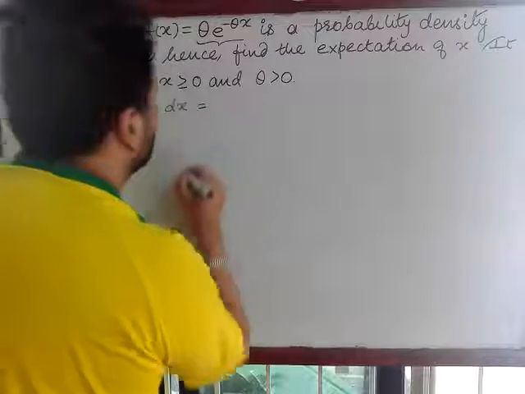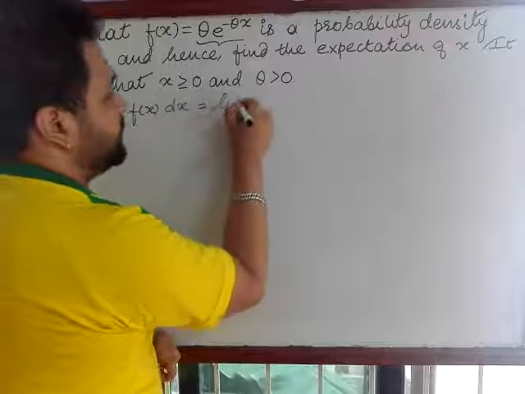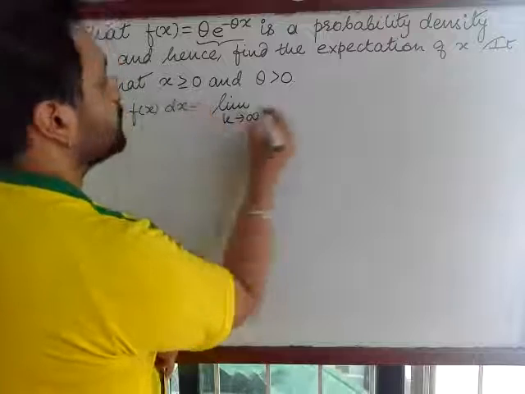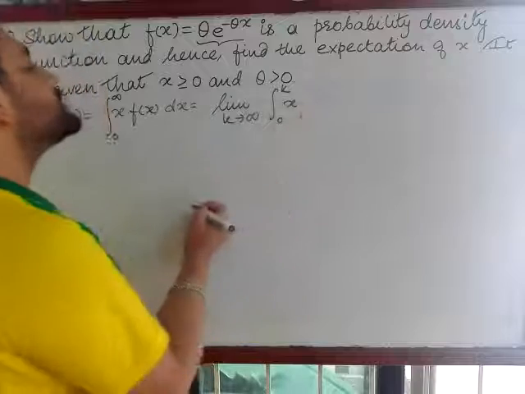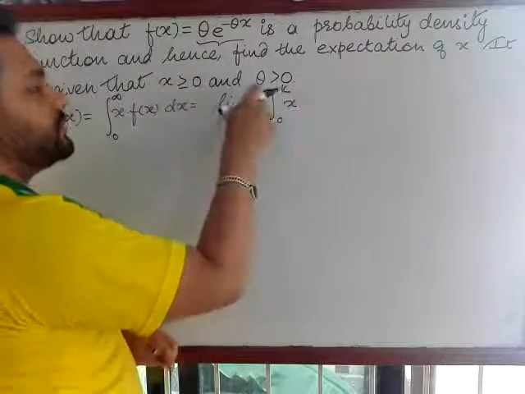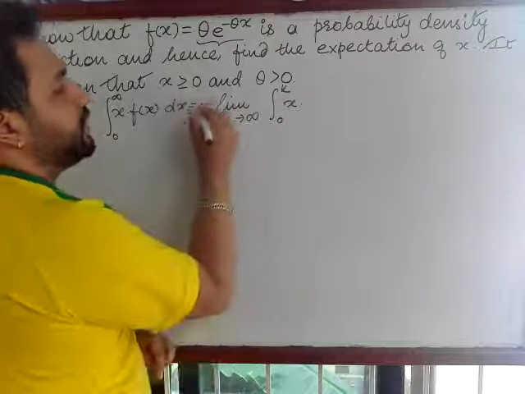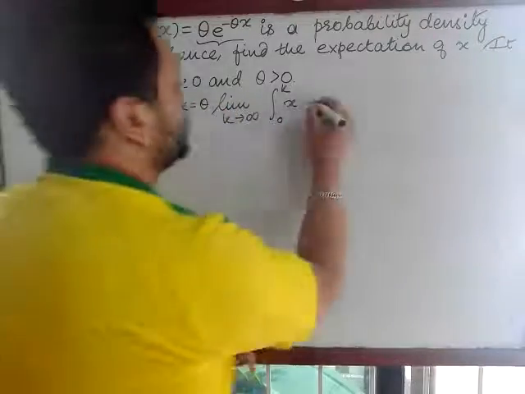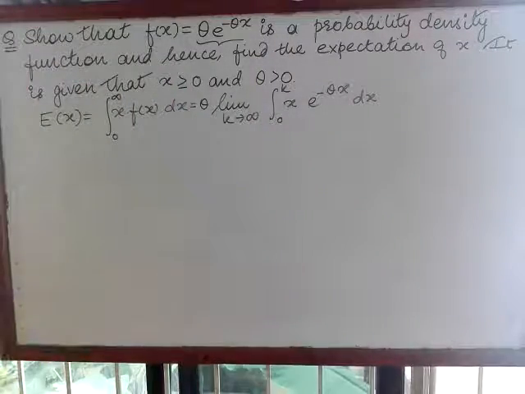So this will be equal to, as before, the limit as k tends to infinity of the integral from 0 to k of x times theta e to the power minus theta x. Now this theta will come out, and since it is independent of k, it will come out all the way out. So this will be our expectation of x.